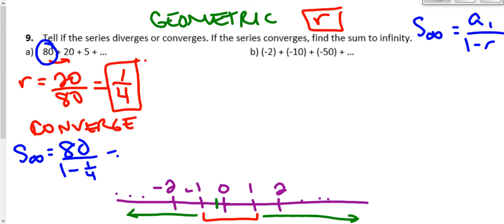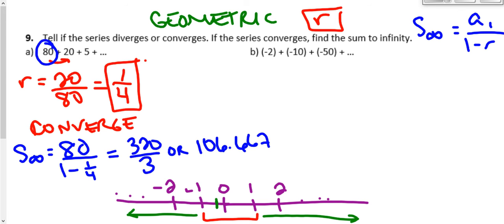All I have to do is plug that in the calculator. It'll tell me my sum to infinity, which is 320/3, or if you got a decimal, that's okay, 106.667. So part A is done. Let's go ahead and take a look at the pattern we can find in part B.